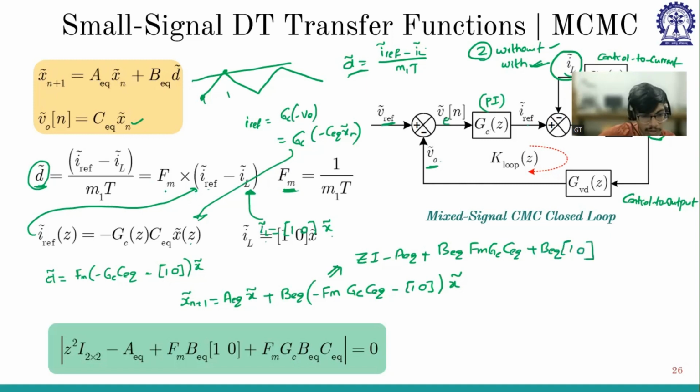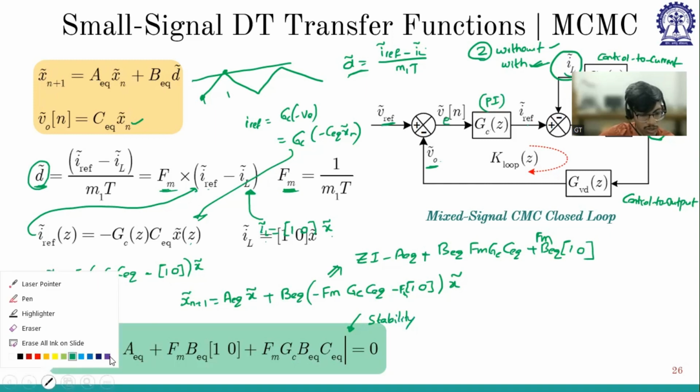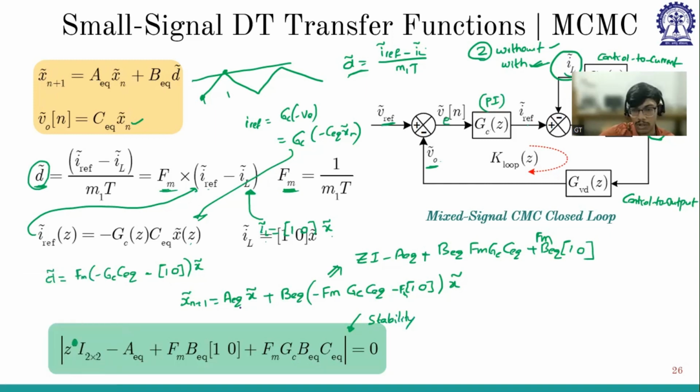Again, this FM is there, so I think here there is FM. So here we will get FM into B equivalent. So I think no 2 will be there. So ZI 2 cross 2 minus A equivalent. So again, as we have discussed, this is for the stability. To check whether the system is stable or not, we have to find the eigenvalues, and then we have to ensure whether the system is stable or not.